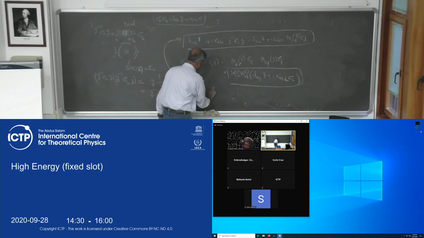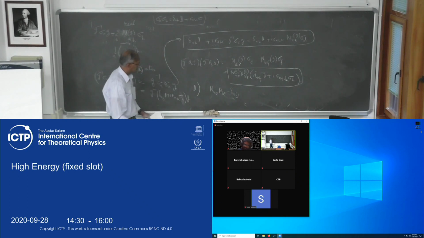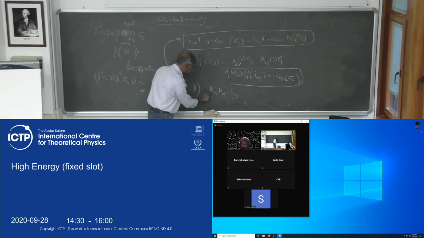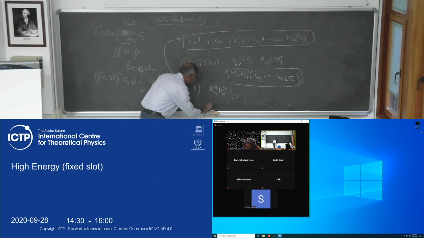So N A E, so there is a delta EF. So let me put here, N B E is equal to delta AB. That's the first condition, by looking at the identity matrix. Now, if you think of a matrix here, where A labels the row and E labels the column, and again, I keep forgetting to write G, this depends on G. Then this is nothing else but N transpose.